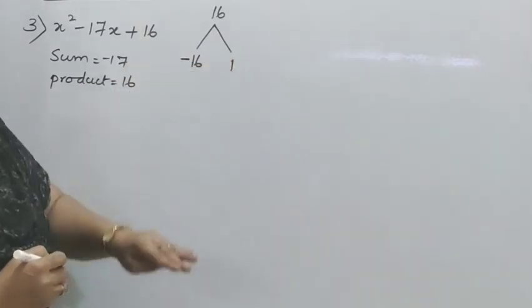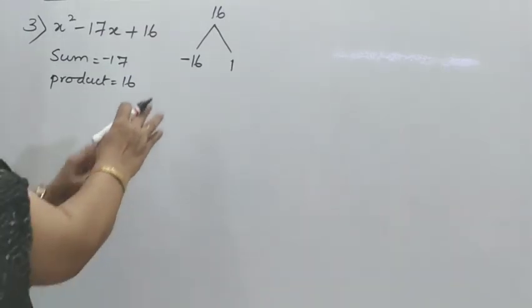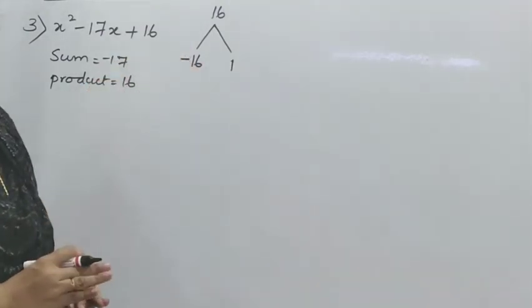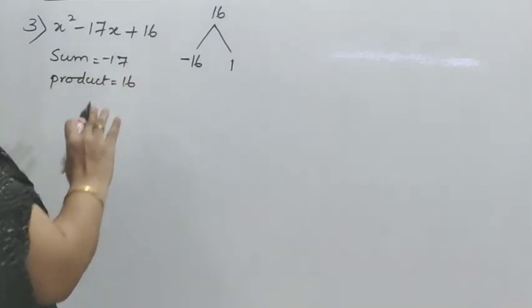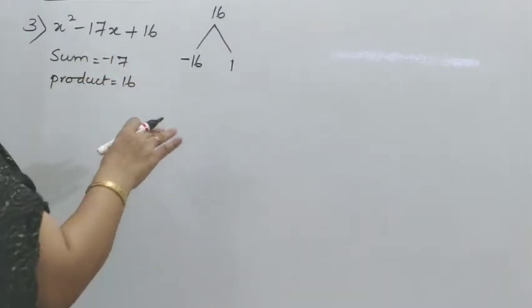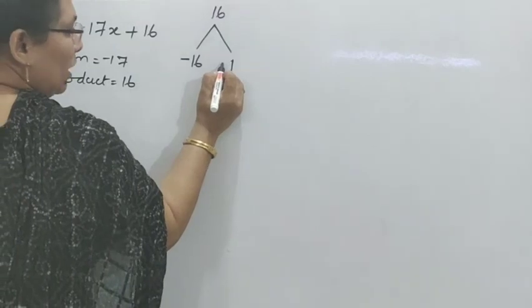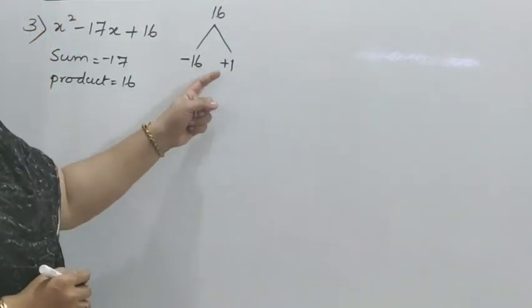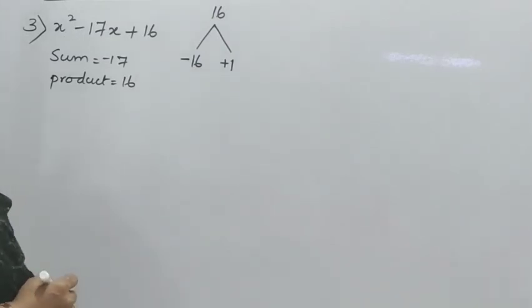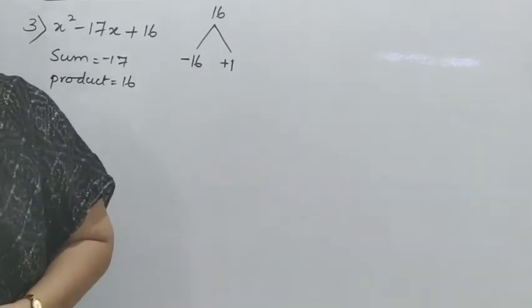Now plus 1 or minus 1 we should try. The greater number's sign is always fixed based on the middle term sign. The middle term sign is minus, so the greater number is also minus. Now either plus 1 or minus 1. If I put plus 1, what is the sum here? The sum is minus 16 plus 1, equal to minus 15 only. So that is not possible.